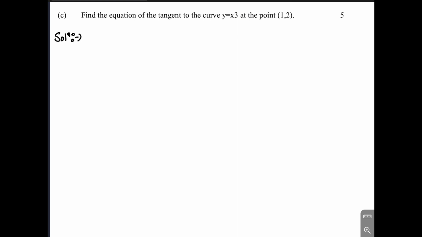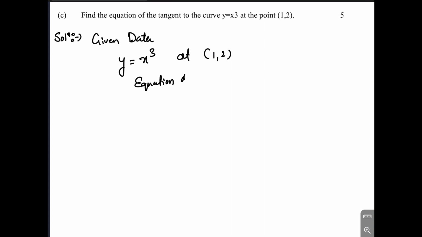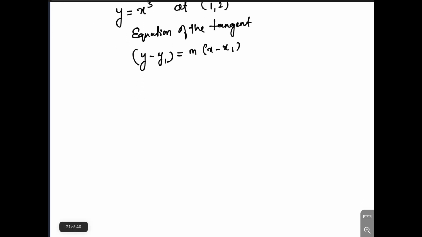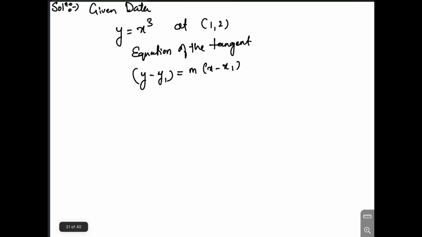Next question. Find the equation of the tangent to the curve y equals x cube at the point (1, 2). Given data: here we need to find the equation of the tangent to the curve. So given values are y equals x cube at (1, 2). The equation of the tangent to the curve is given by y minus y1 equals m into x minus x1. Before that, we need to find the slope of the tangent.